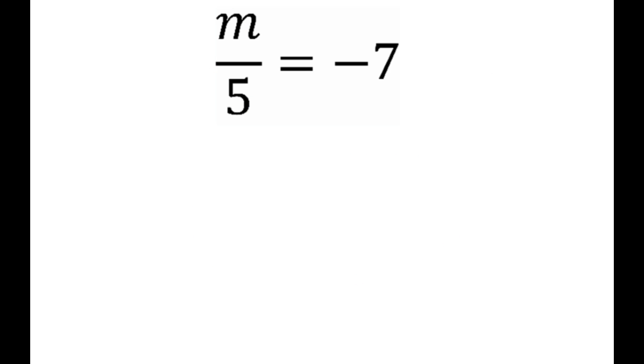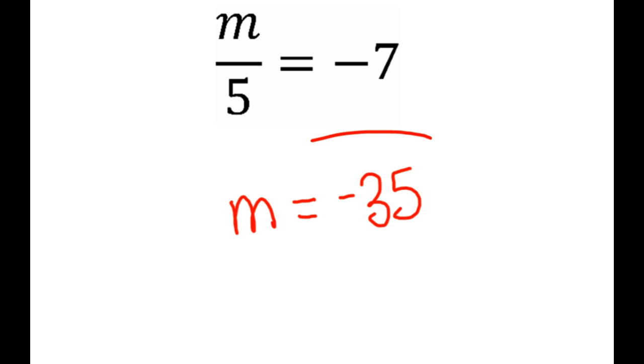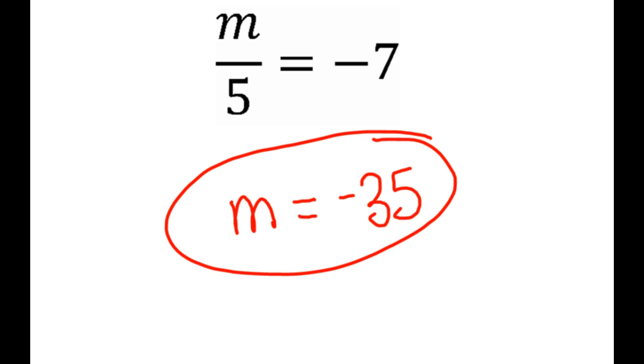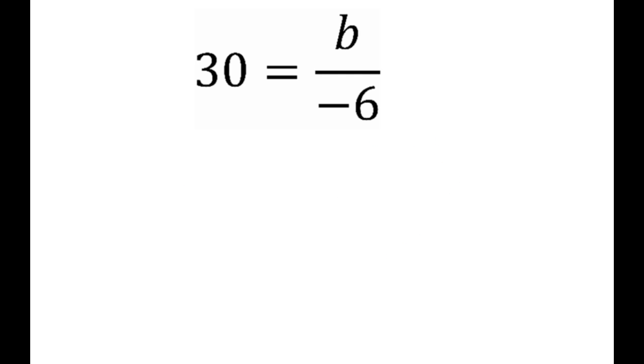Okay, I suggest you try this one on your own. Hit pause and then hit play when you're ready for an answer. And the answer should be m equals -35. Again, I would try this one on my own, so go ahead and hit pause. And when you are ready, b equals -180.